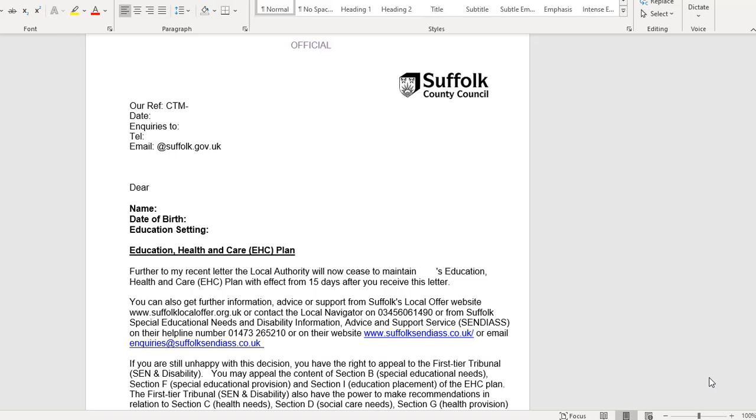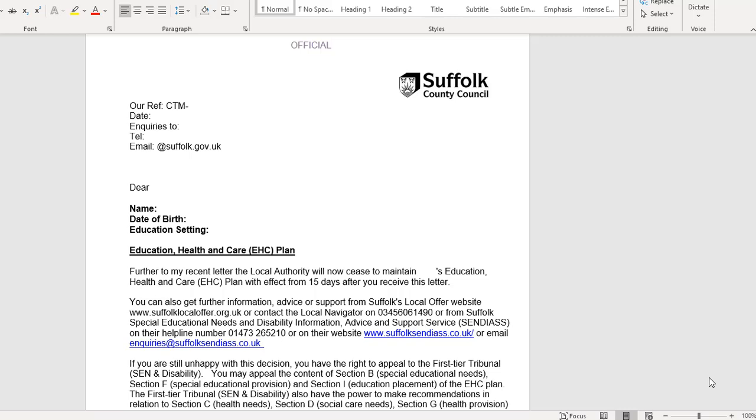The tribunal needs the name of the local authority against whom you are appealing, as they will need to contact them and get information from them. So, in the first box of Section 5, write the name of the local authority who sent you the letter. In this case it is Suffolk County Council, which is here found in the top right-hand corner of the letter.